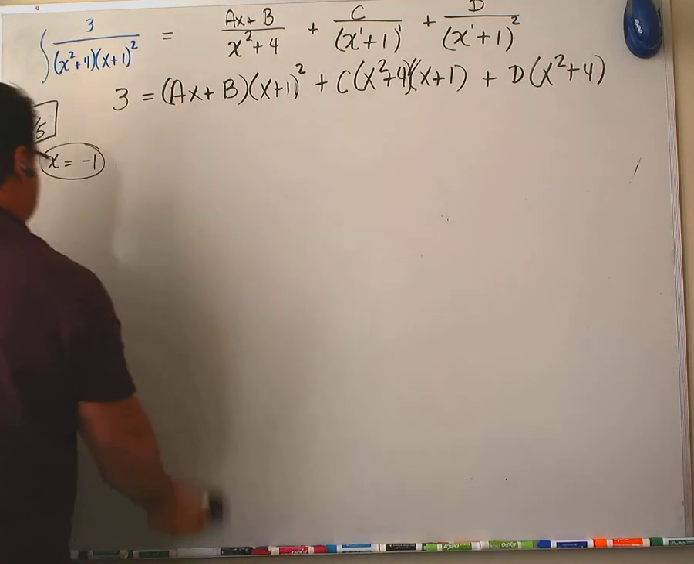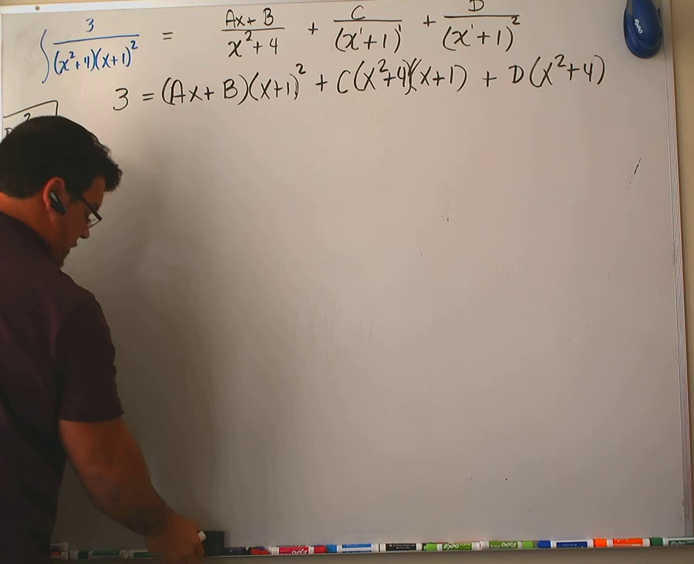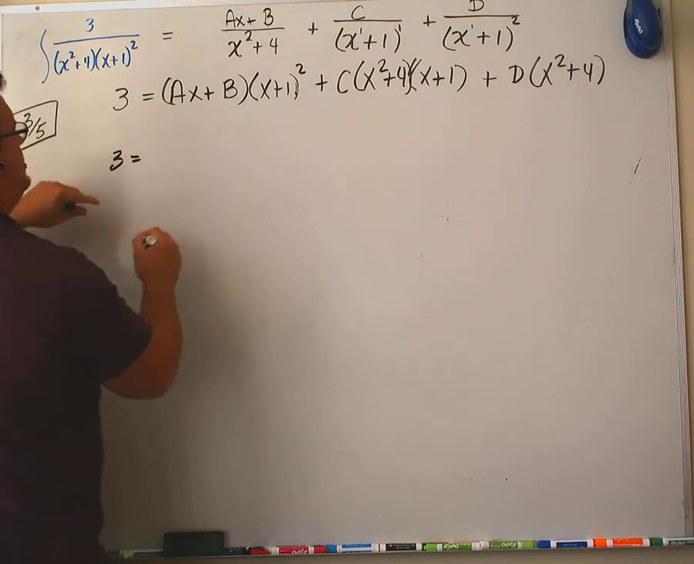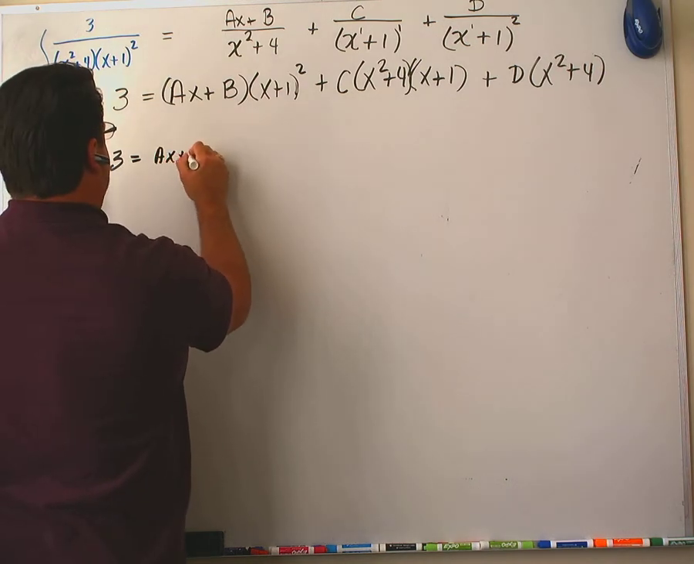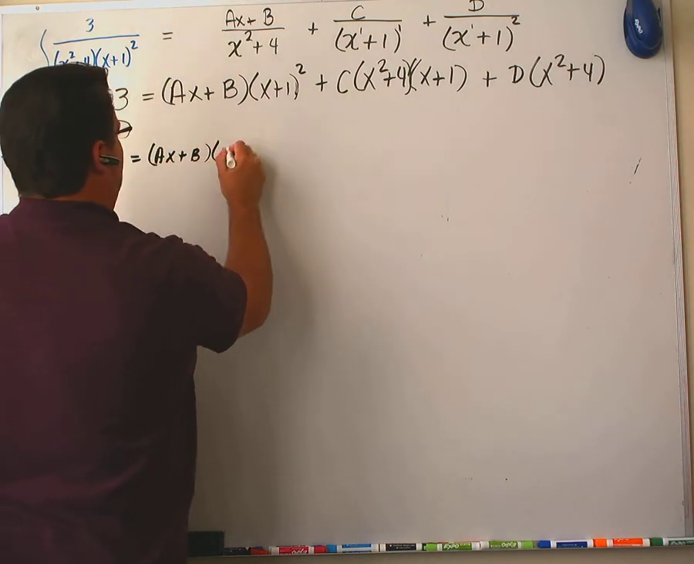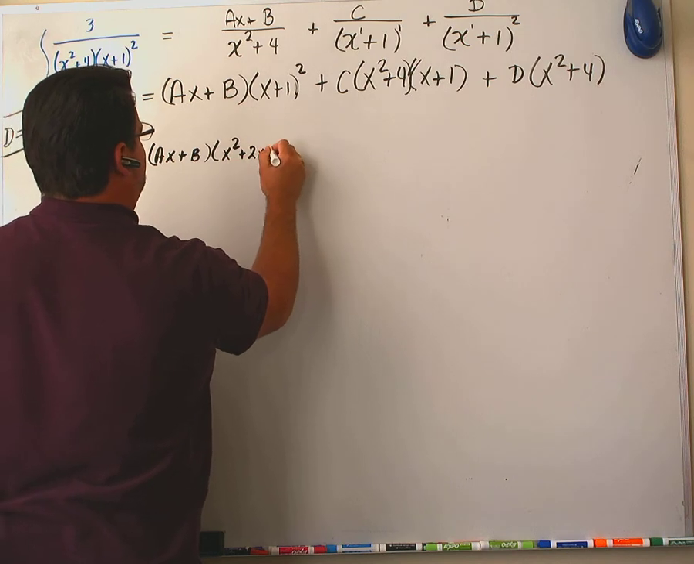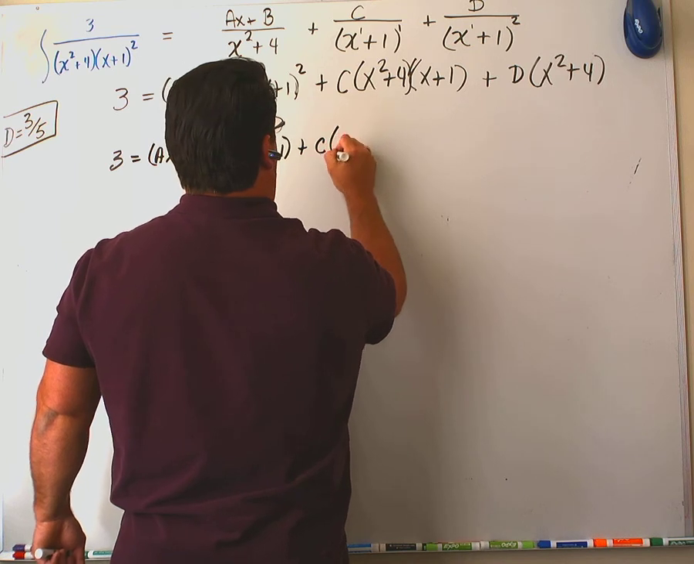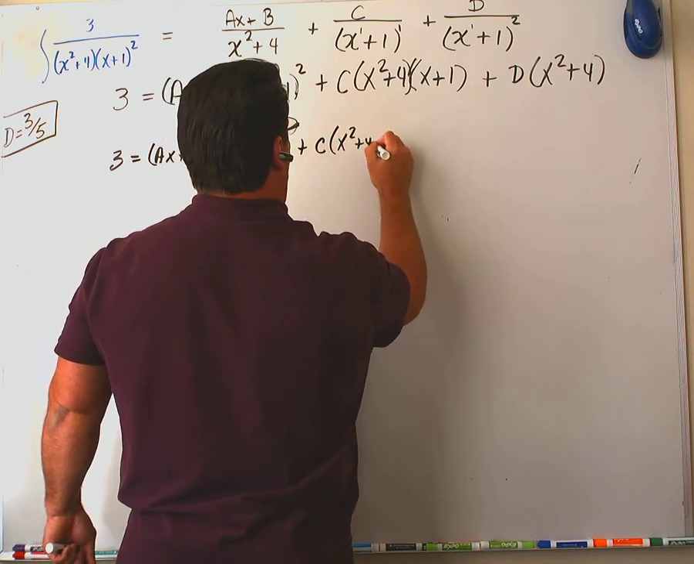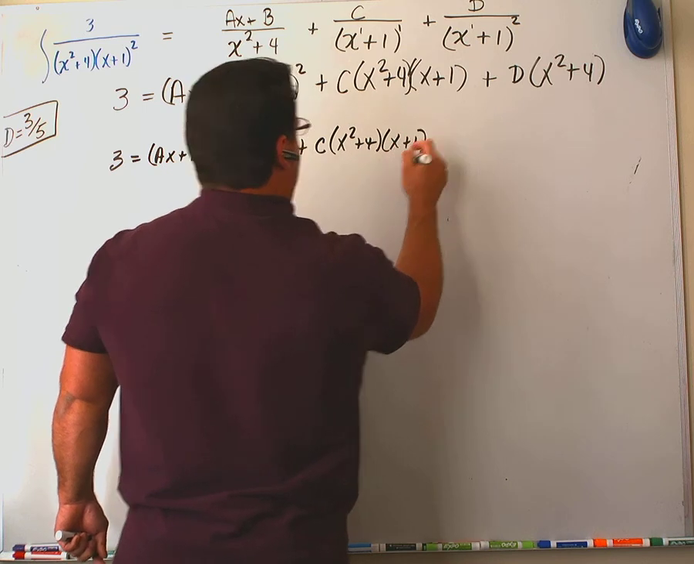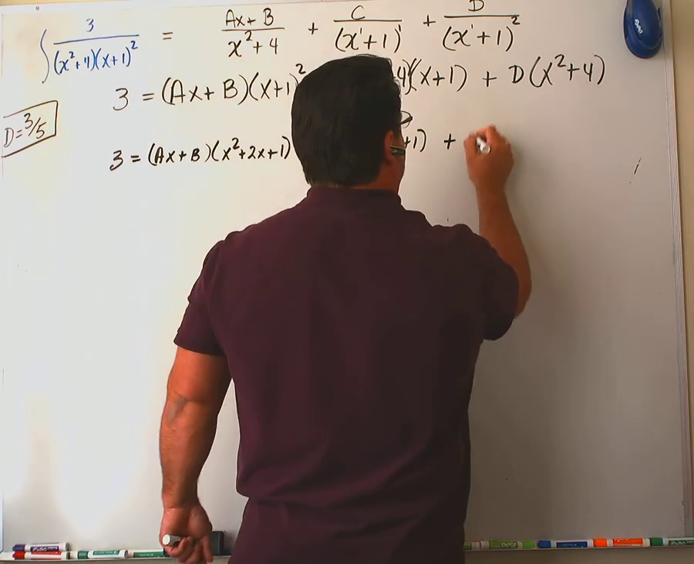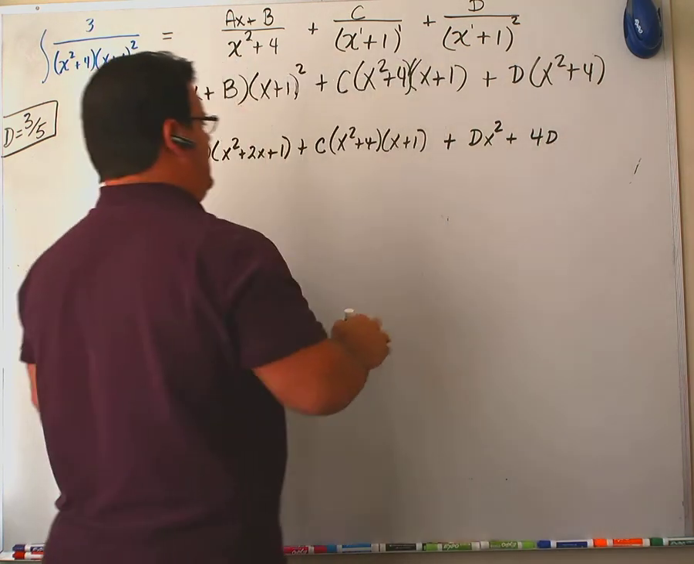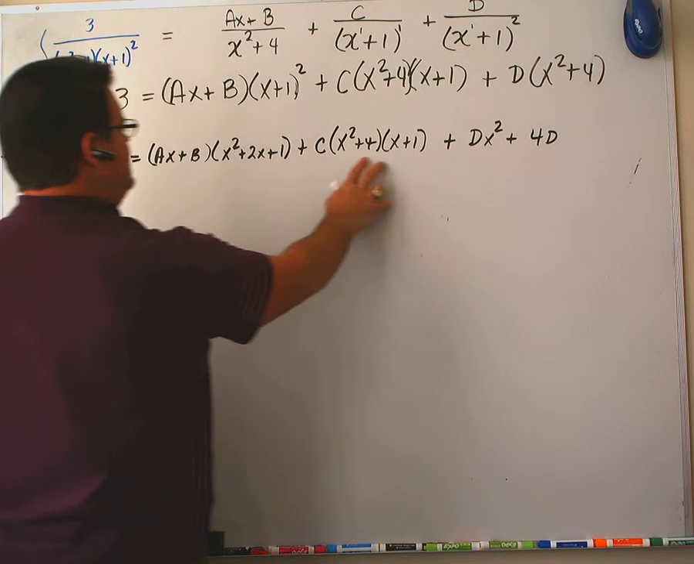3, and the rest of this, x is equal to negative 1. So we get 3 is equal to ax plus b times x squared plus 2x plus 1, plus c times x squared plus 4 times x plus 1, I'll do that one in just a second, plus dx squared plus 4d. And I'll focus on these two next.